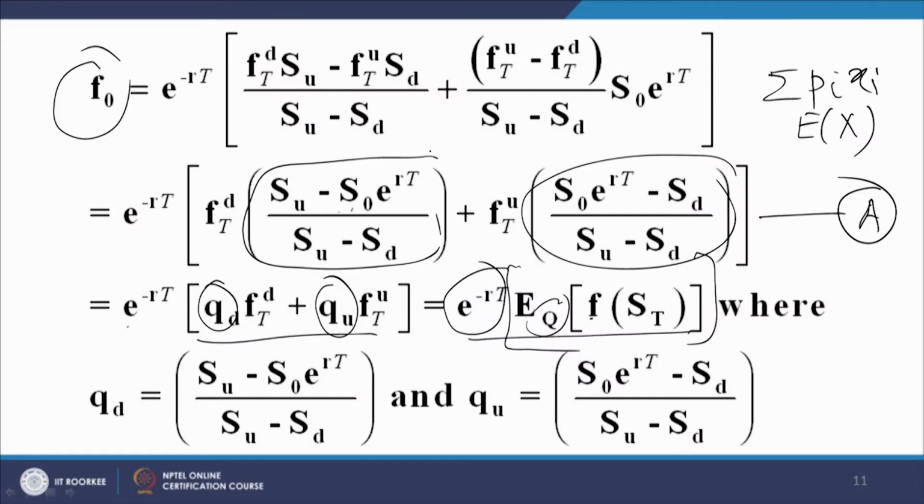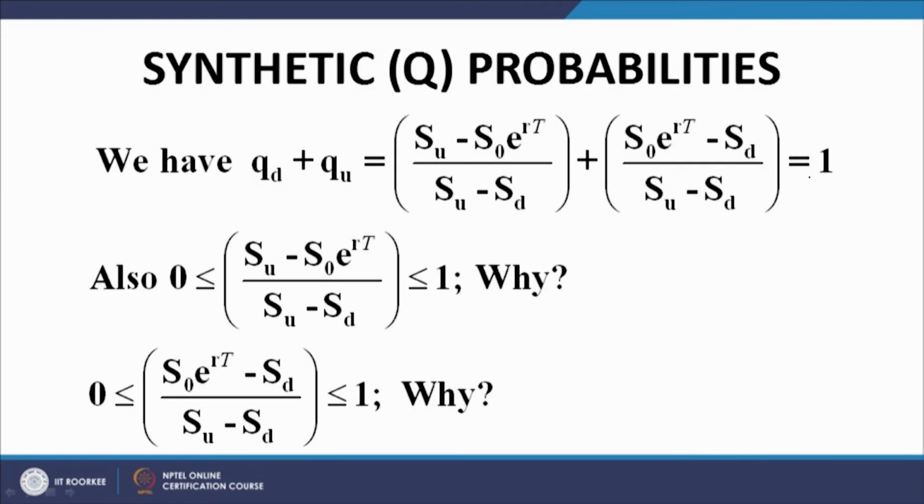But why is it called risk neutral probabilities? What is the rationale behind using or writing this as q d and writing this as q u? Why can we interpret them as probabilities? We will come back to it in the following few slides. Okay. So, this is what the story is so far.